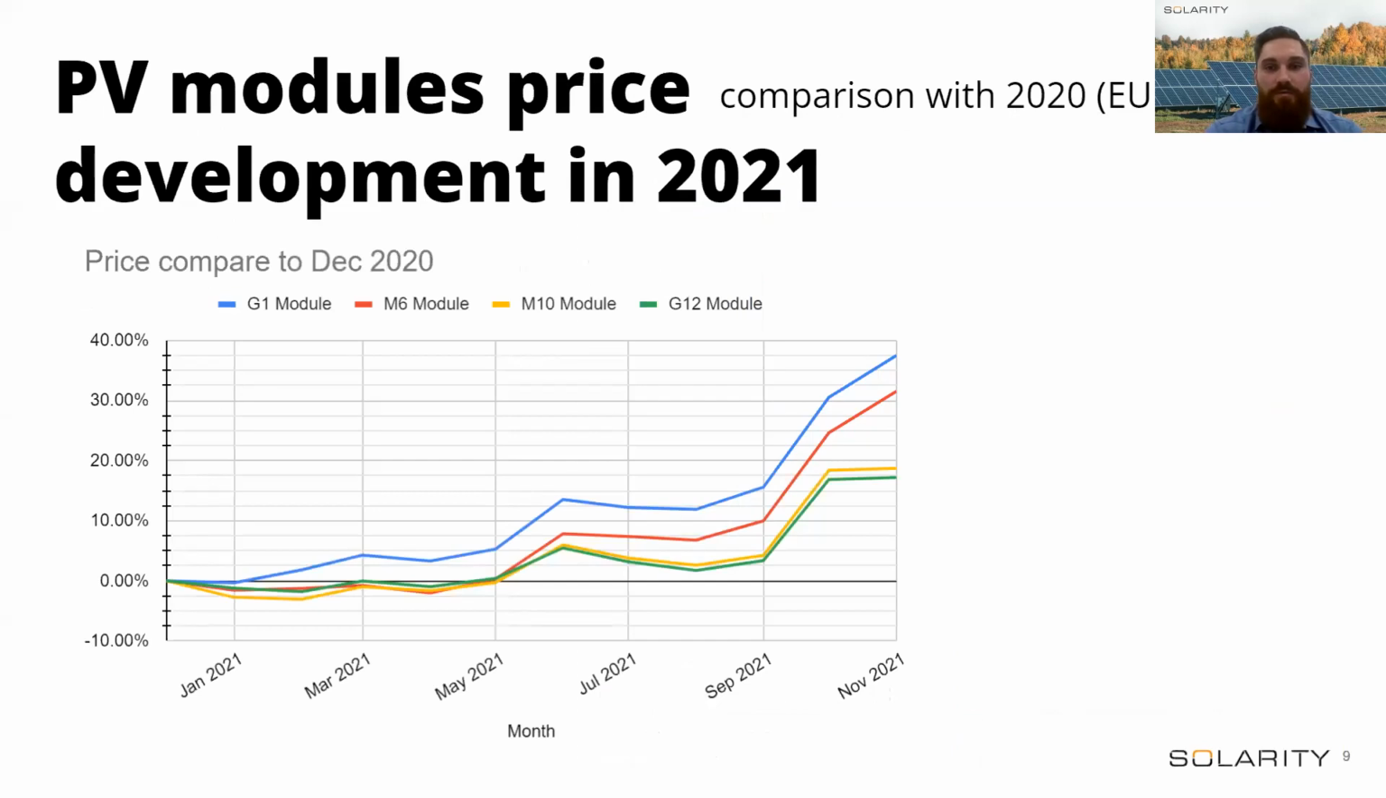We compare prices for you, 2020 compared to the current situation in 2021. Here you can see the comparison of G1, M6, M10, and G12 modules. The situation for M10 and G12 has stabilized a little between October and November, but it's still 20% more compared to last year, and G1 and M6 are still growing and growing. So the situation is really crazy right now.